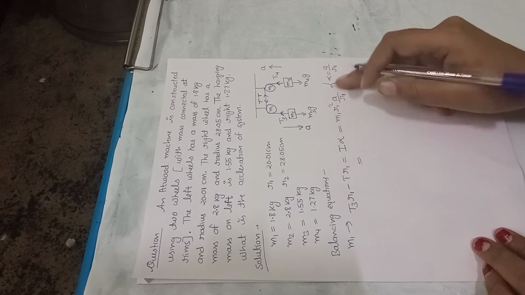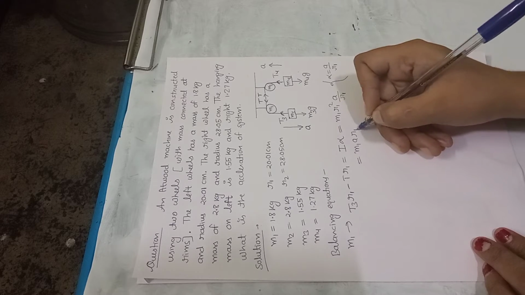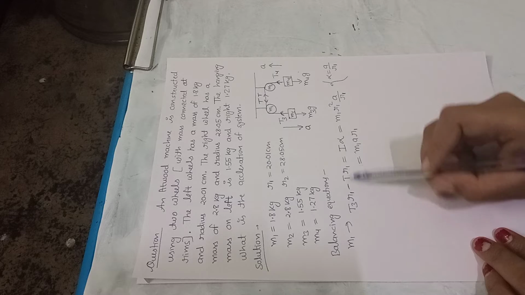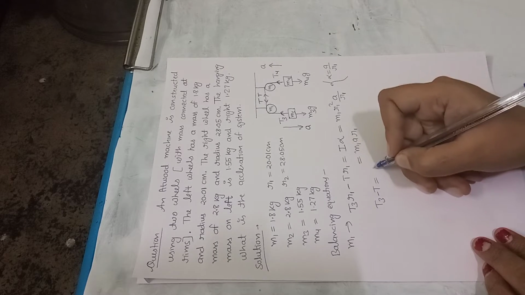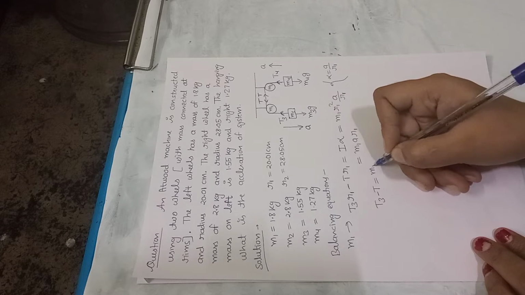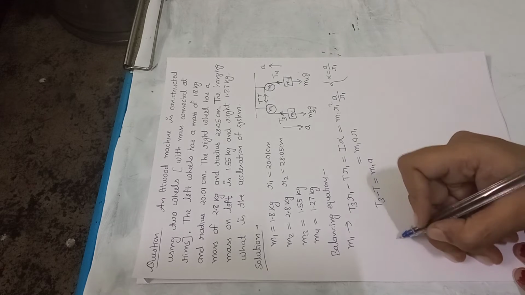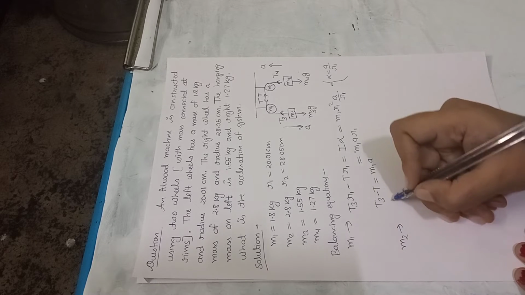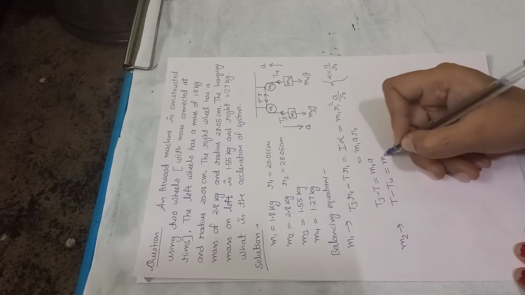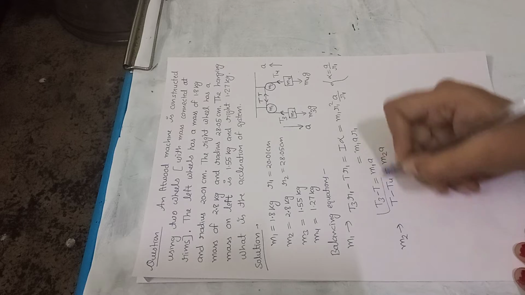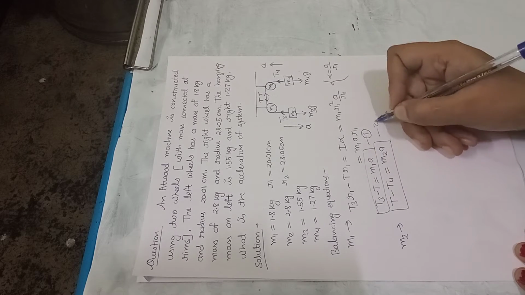When we simplify the RHS part, we get m1 a r1. In the whole equation r1 is common, so we can write T3 minus T is equal to m1 into a. This is equation number 1. Similar equation we can write for m2 mass. So for m2 mass we get T minus T4 is equal to m2a. This is equation number 2.